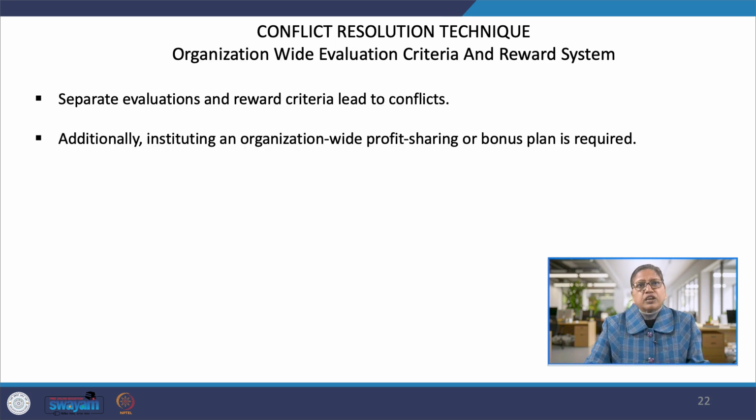Another conflict resolution technique is organization-wide evaluation criteria and reward system. If we have separate evaluation and reward criteria, it can lead to conflict. Therefore, management should consider standardizing the performance measures and reward criteria in order to increase cooperation and harmony between departments and units, which will create harmony within the departments. Additionally, instituting an organization-wide profit sharing or bonus plan also reminds employees that the organization's prime concern is to encourage effectiveness of the entire system.